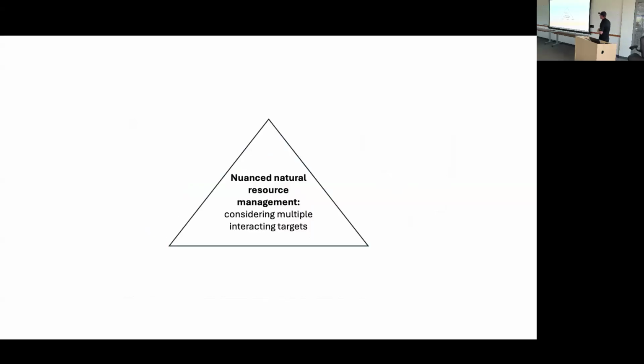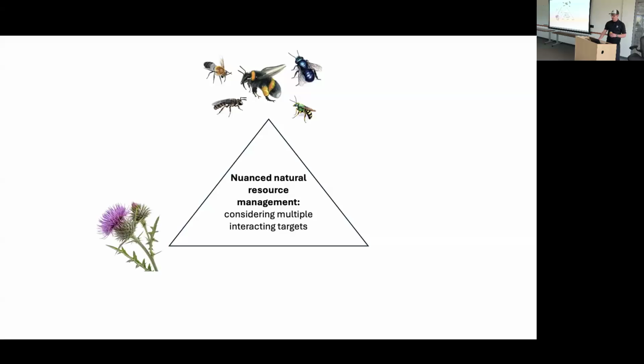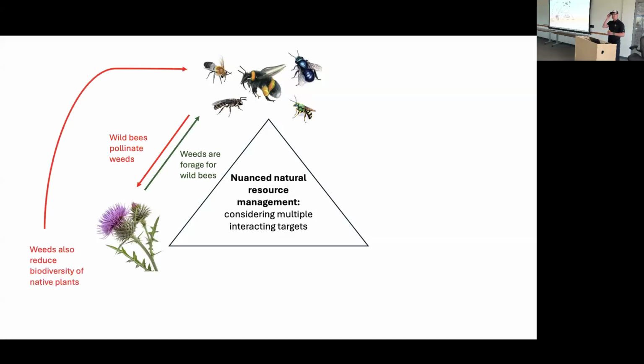So for those of you who know me, in reference to William's whiteboard comment, I love triangles. So I'm going to show you a triangle here. We've got our native bees, we've got our non-native species. And there's some nuance, right? Weeds are forage for wild bees, and they pollinate weeds though. The weeds probably also reduce the biodiversity of native plants. So take that for what it's worth. We haven't really looked at that effect yet.